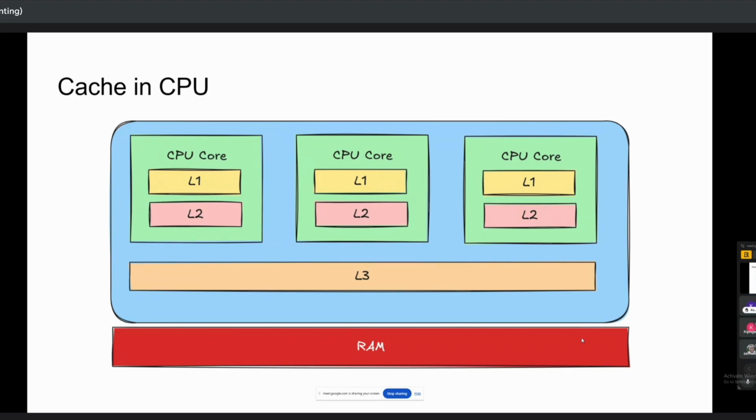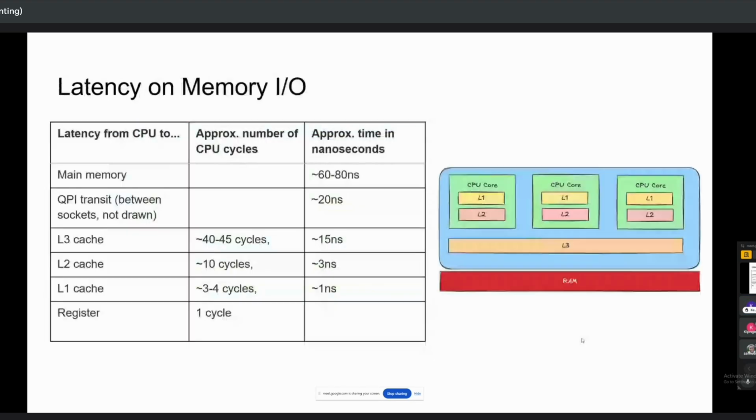Okay, sorry. So this is how your CPU looks like, and then these are the cache levels and their speed. So L3 is the slowest, and then L1 is the fastest. But I haven't talked about the register, so it's usually one cycle, very, very fast.